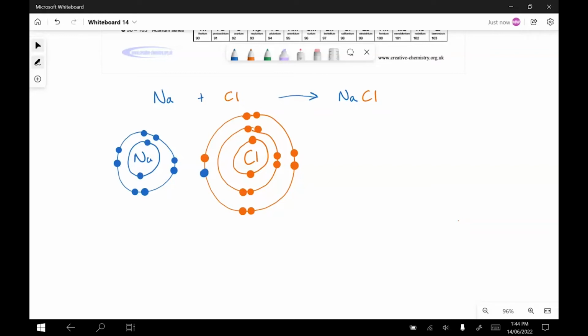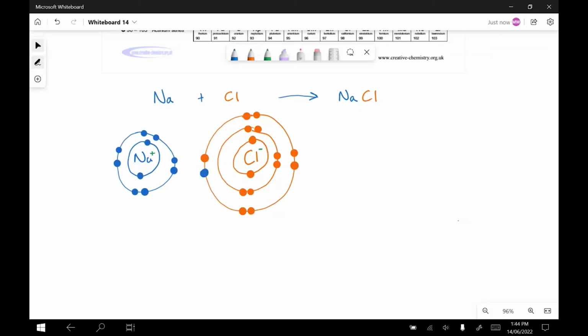So sodium on the left gave one of its electrons away. It now has 1 fewer electrons than protons, giving it an overall positive charge. And chlorine has gained 1 extra electron, so it now has 1 more electron than protons, which gives it a negative charge. And it's this positive and negative charge that forms the ionic bond, and that's why these two elements have now joined together.